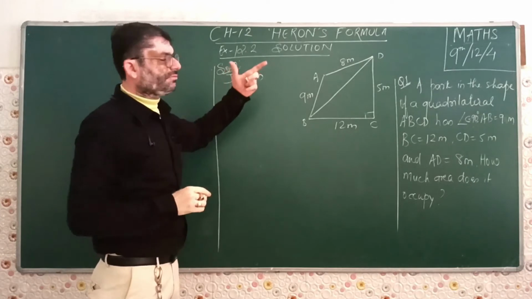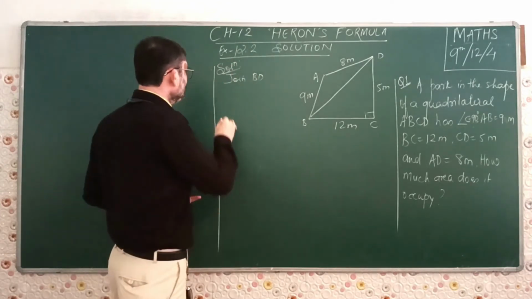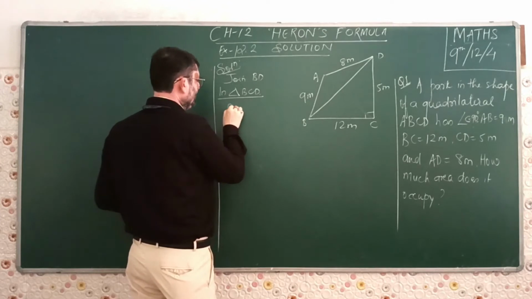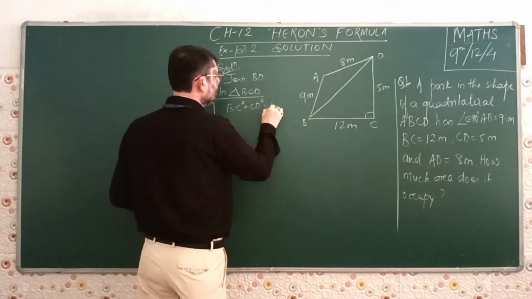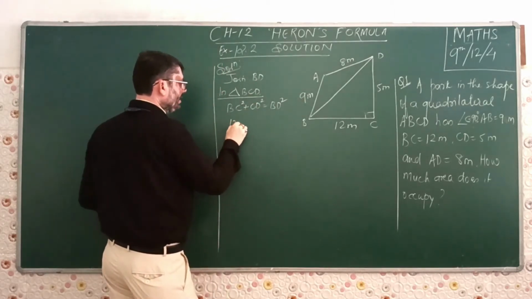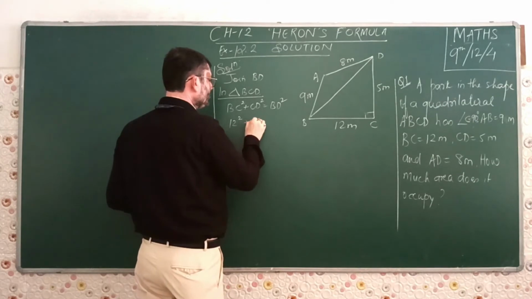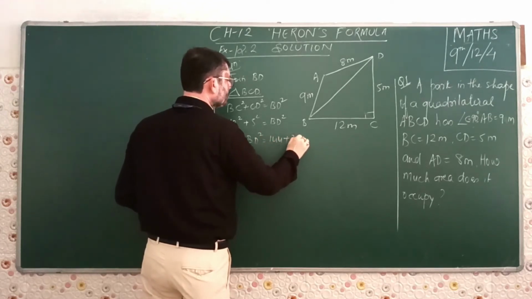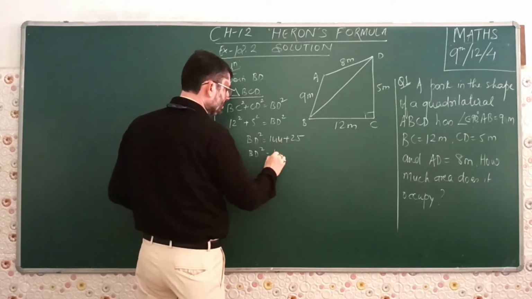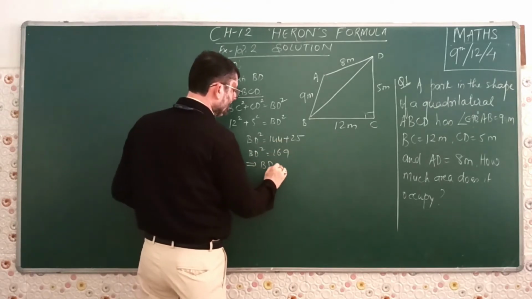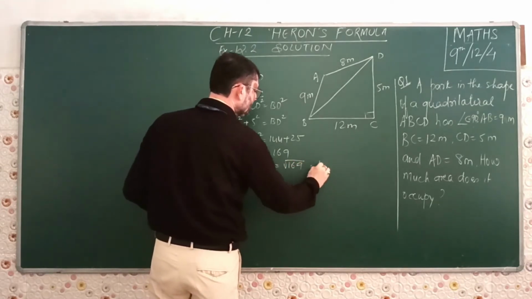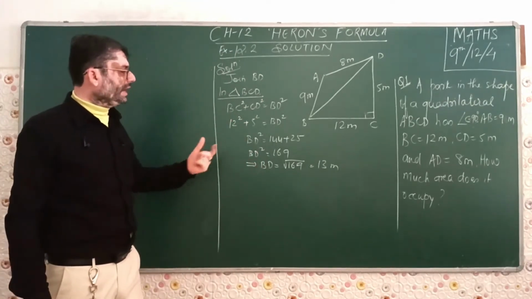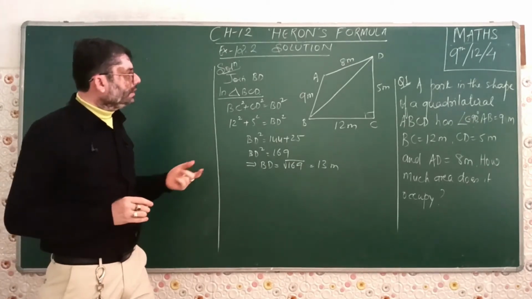And as soon as we join BD, let us find the value of BD by Pythagoras theorem. So in triangle BCD, by Pythagoras theorem we can say BC square plus CD square is BD square. BC was 12 meters, so 12 square. CD was 5 meters, so 5 square is equal to BD square. So BD square is equal to 144 plus 25. BD square is 169, implies BD is root under 169, and that is equal to 13 meters. I have told you that when the square is shifted to the right hand side, it changes to root. Now we have got the side BD.